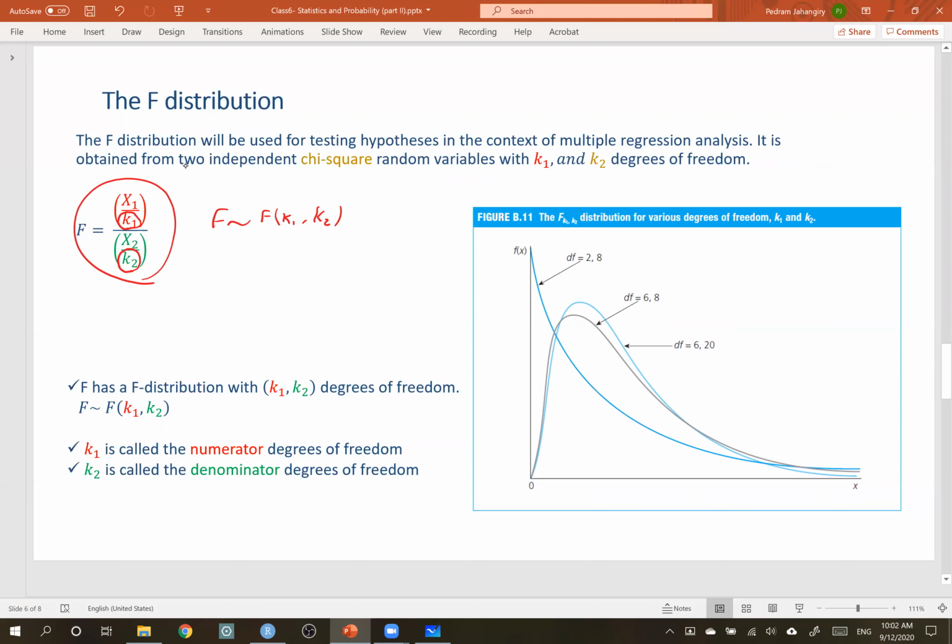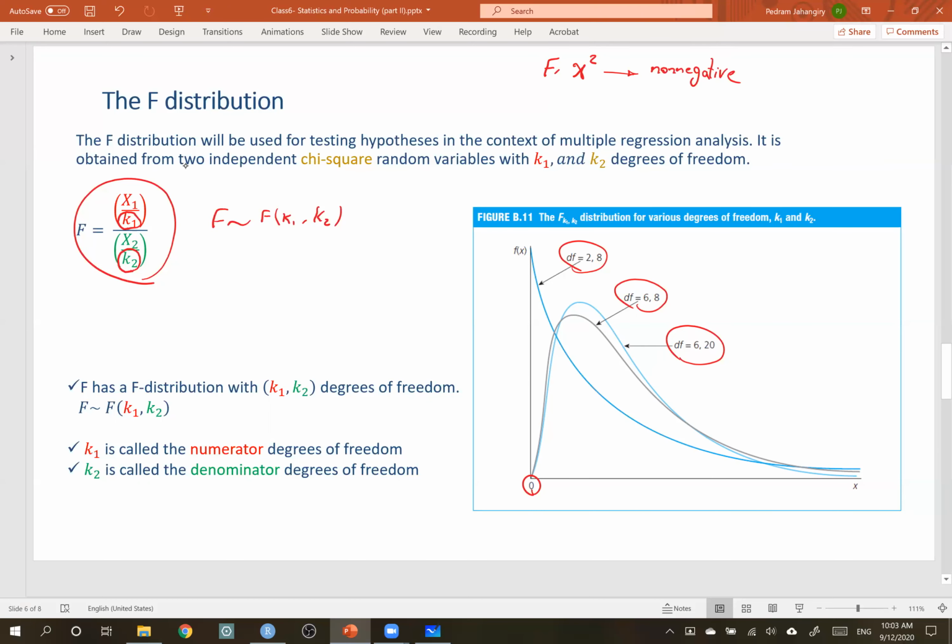Because F is a combination of two chi-square distributions, and remember chi-square was always positive, what do you expect to see for F? Always positive. What do you expect for the shape? It's going to be very close to chi-square, but the degrees of freedom are different. So I want you to remember that F and chi-square are always non-negative, positive. We use non-negative because we want to include zero as well.